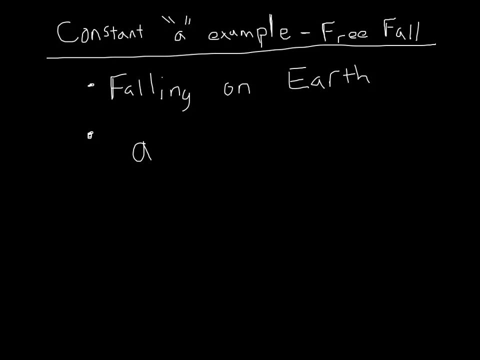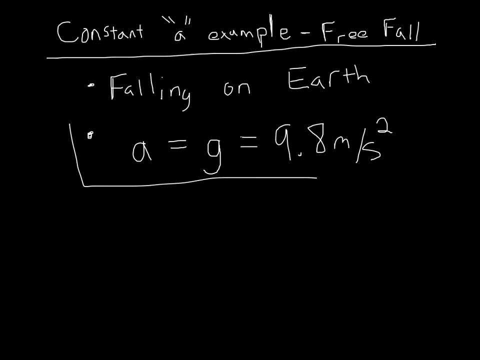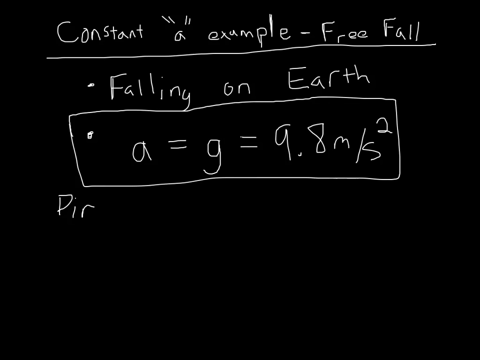The acceleration of an object falling on Earth's surface, we actually give it a special letter. The acceleration of falling on Earth's surface is equal to g, which has a value of around 9.8 meters per second squared. So that's how fast something accelerates when you drop it. It accelerates at 9.8 meters per second squared, and this is a constant value.